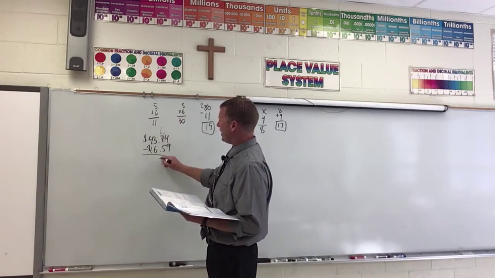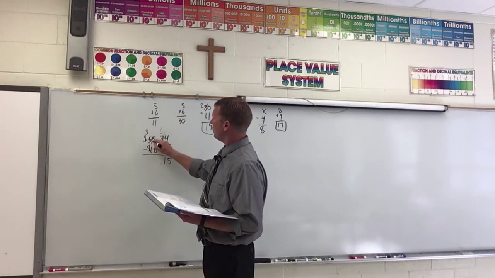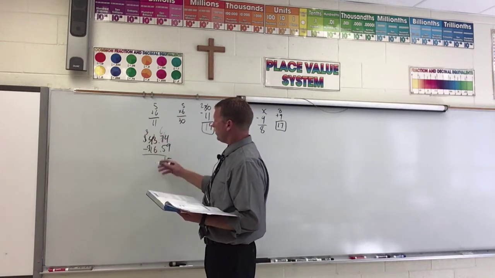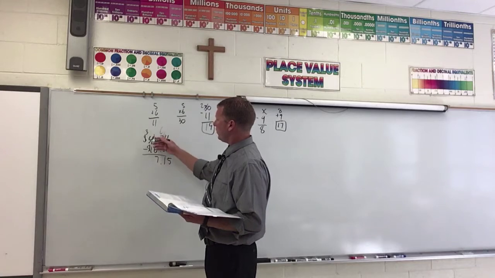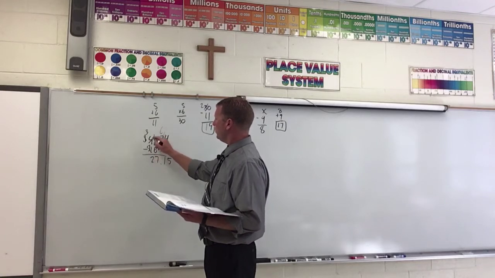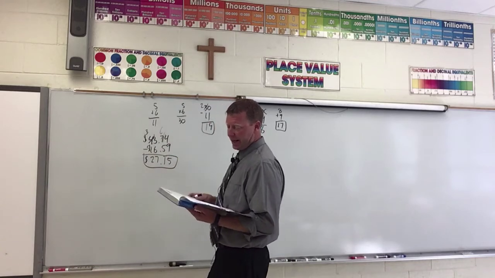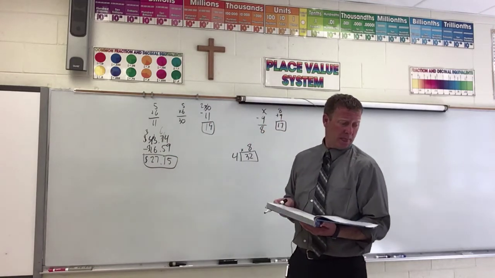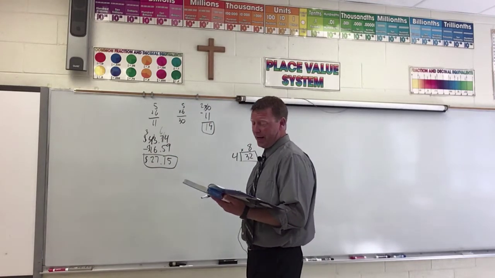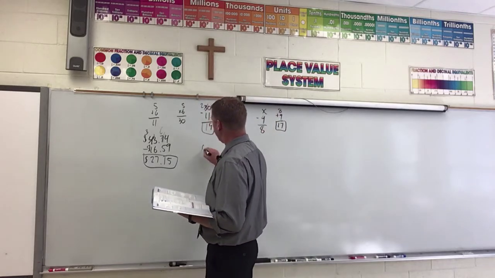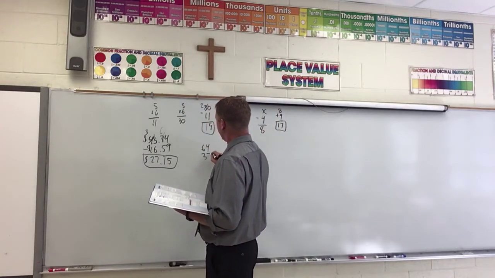Decimal point straight down. Cross out the 4, make it a 3, becomes 13. 13 minus 6 is 7. 3 minus 1 is 2. Dollar sign, I have an answer of $27.15. Next circled problem is number 8. Number 8 is 64 times 37.